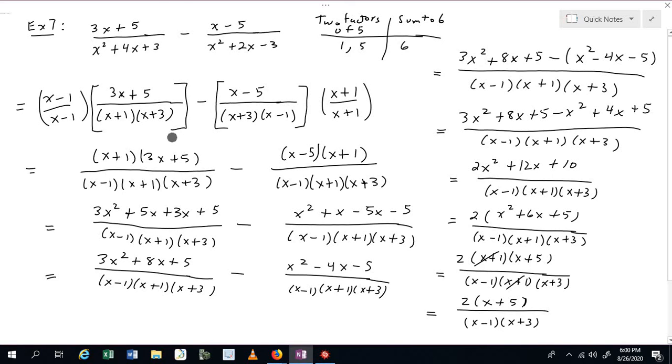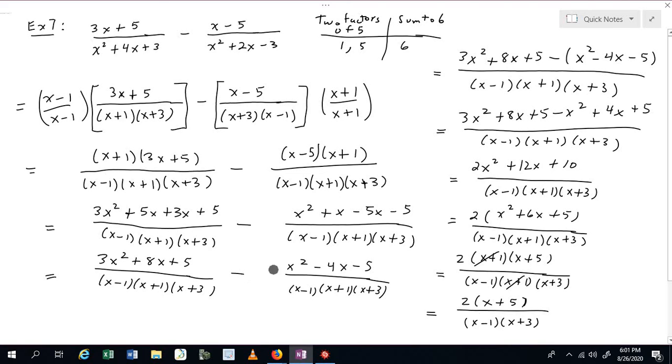Okay, and then once you find the least common denominator, then you have to multiply each fraction by the factors that are missing. In this case, this was missing an x minus 1, so we multiplied by x minus 1 over x minus 1, whereas this one was missing an x plus 1. And so we multiplied by x plus 1 over x plus 1. And then once you have a common denominator, then you can subtract the tops. Okay, of course we had to FOIL this out first. Okay, we FOILed this out, and then we subtracted this numerator up here. So we took this numerator and subtracted this numerator.